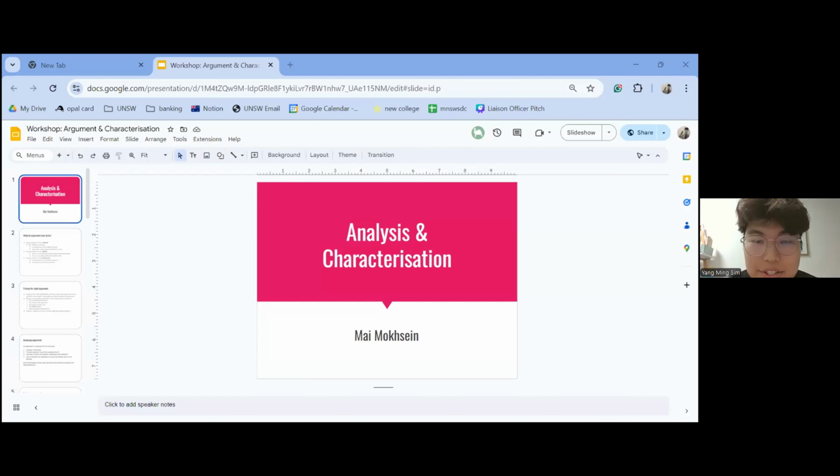Analysis and characterization. So what this means is that this is how we actually build the fundamentals of an argument, and how we expand upon our own thoughts of what arguments are.